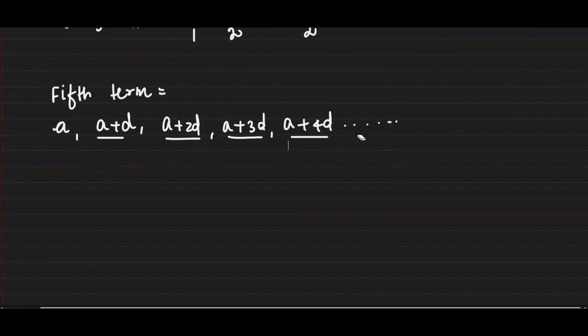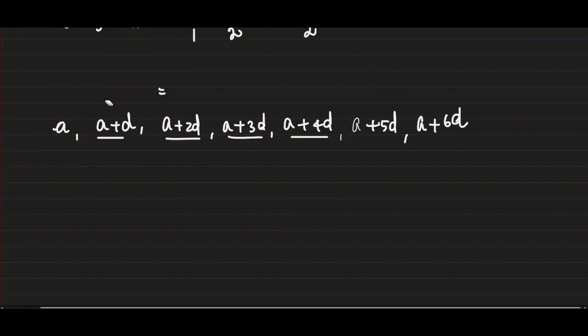I'll just write the sixth term also. We'll have to find 3 terms, right? So this is the fifth term. A plus 5D will be the sixth term. A plus 6D will be the 7th term. So we are going to find the 5th, 6th, and 7th terms for this series. Now what is this one? This is called the general form of an AP.